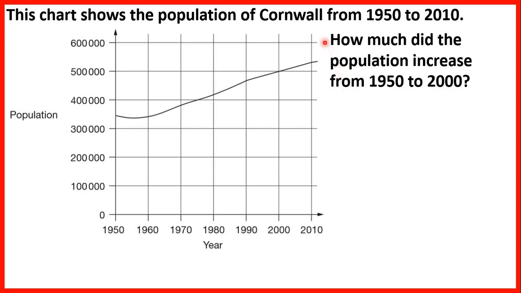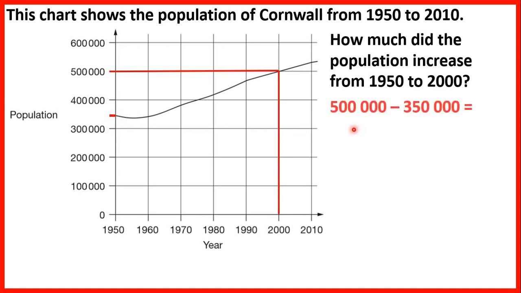Now, how much did the population increase from 1950 to 2000? So if it's asking what the increase is, it's asking how many more. So it's asking us to find the difference. If we look up from 1950, we can see that our line is halfway between 300,000 and 400,000. Then, if we look up from 2000, we can see that our line is on 500,000.